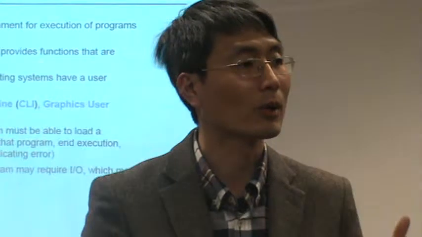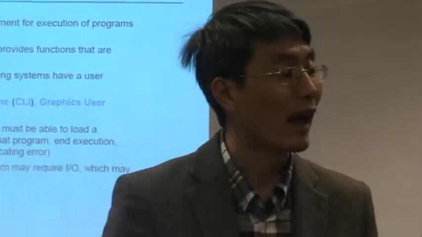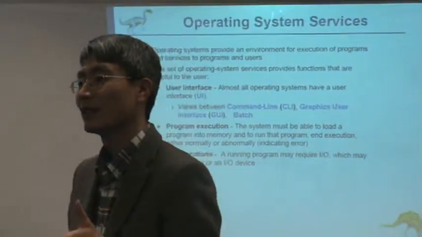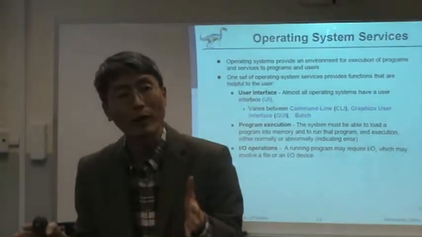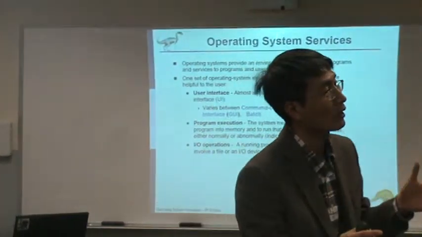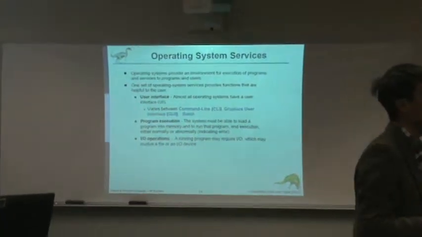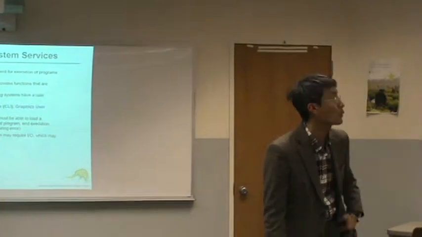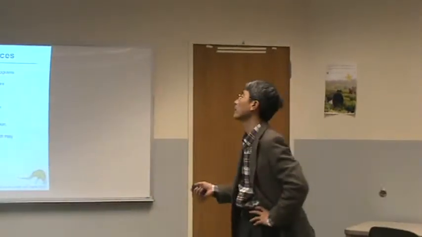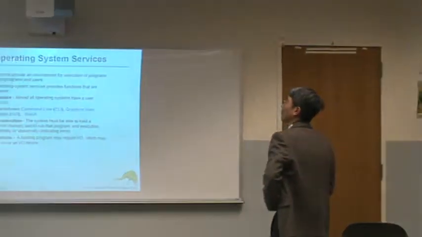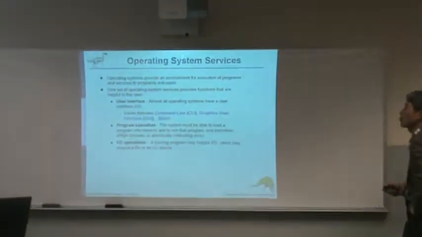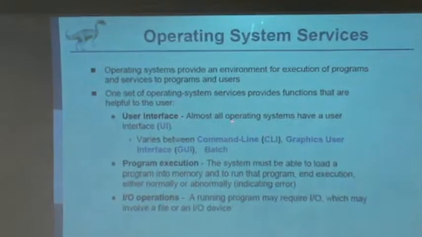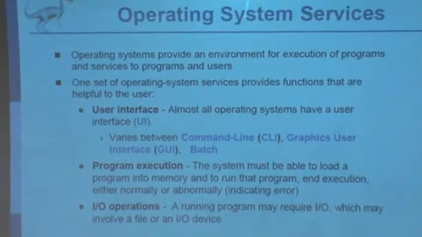All of them are interfaces. Everything in your operating system is software, it's a program, so the interface is also a program. Using that program, you can talk and communicate with your computer system. So the first thing you need to implement in your operating system is the user interface service. Sometimes it's called the UI, so everybody understands what a UI is.